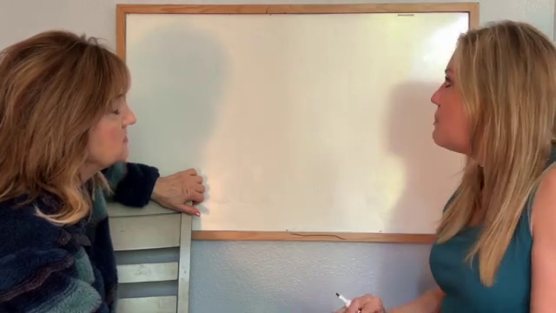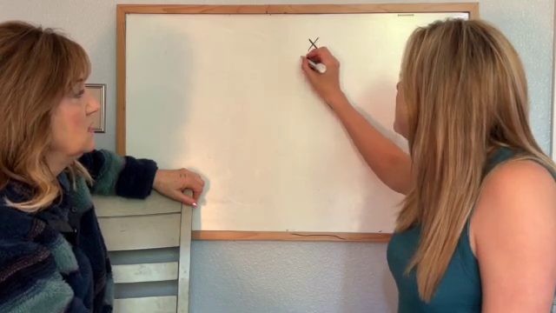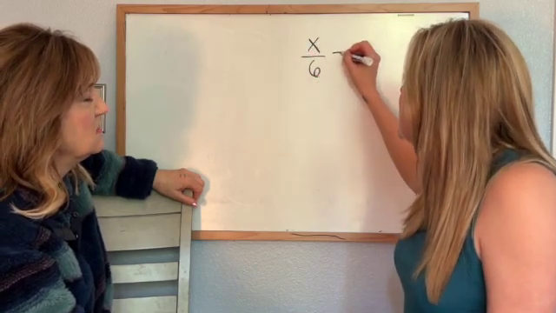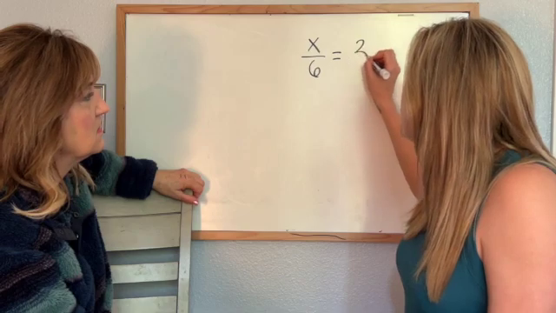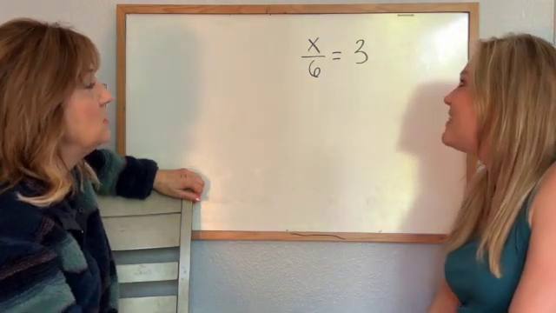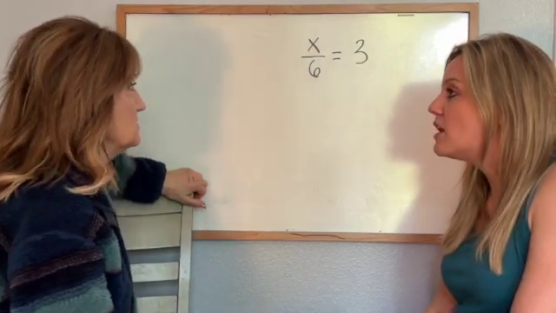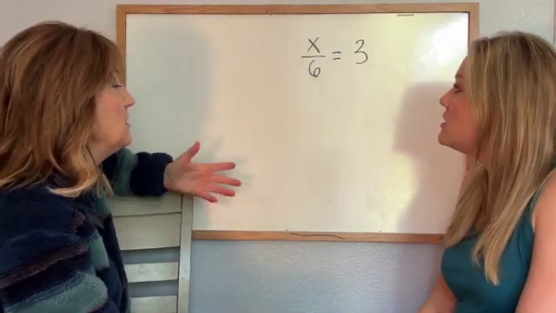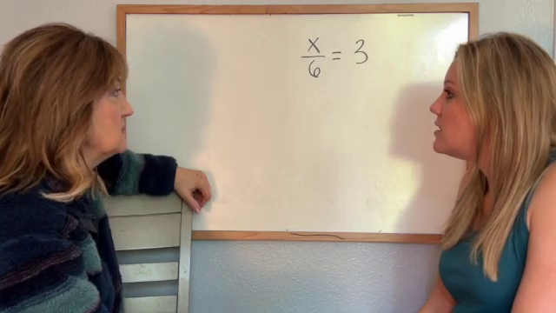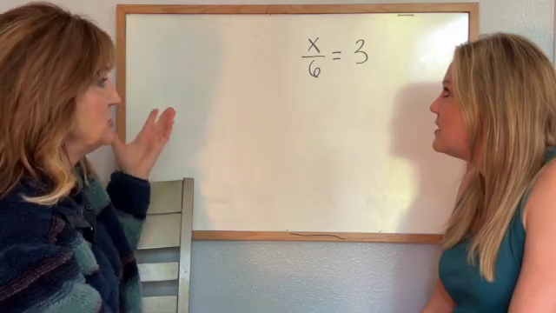Okay. Let's do the opposite. So let's pretend we have x divided by 6 equals 3. Well, I mean, these are really simple numbers, but this is how we start. Well, I'm gonna guess this is divided. So I'm just taking a guess it's 2.